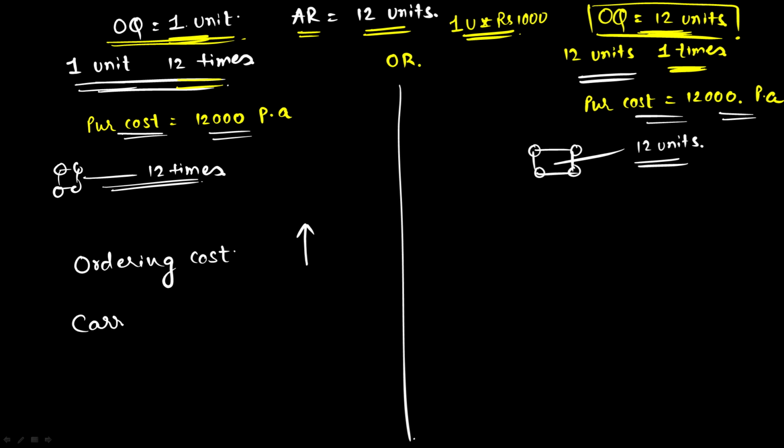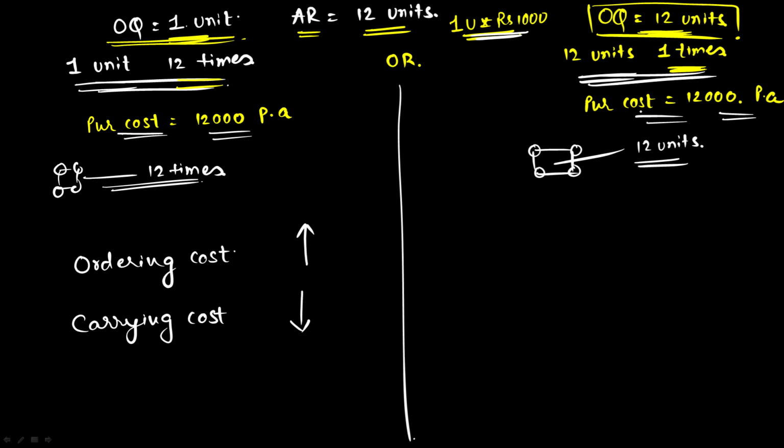And my carrying cost, because at a time only my 1000 rupees will be invested. At a time you are purchasing how many material? One raw material. One raw material is costing you how much? Rupees 1000. So at a time only your 1000 rupees are being invested. So your interest cost will be higher or lower? Will be higher.